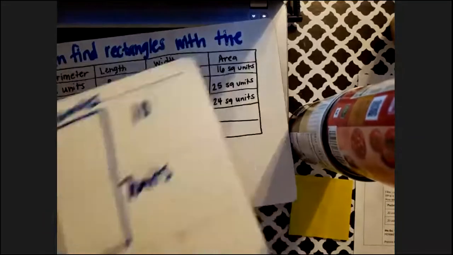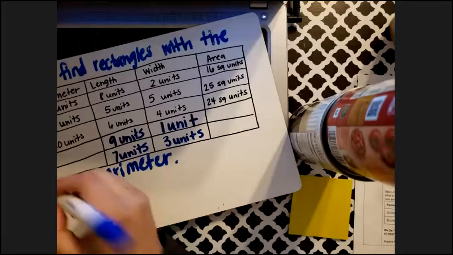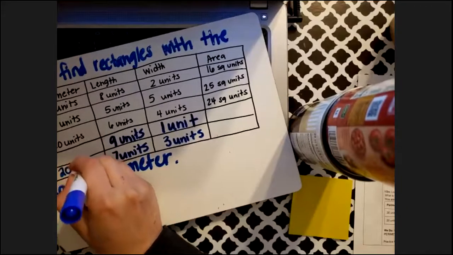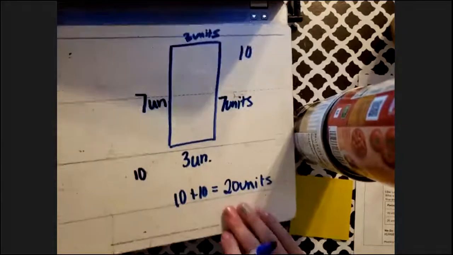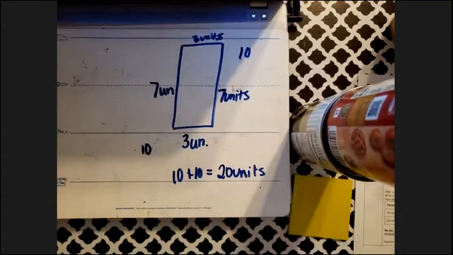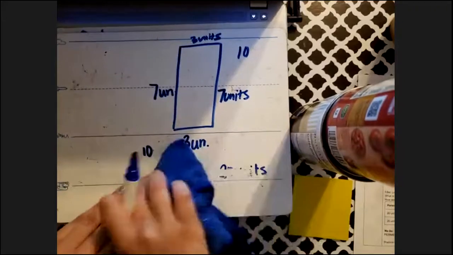Good, because we are looking for rectangles that have the same perimeter. So I'm going to go ahead and stick 20 units over here. Okay, what's the area of this one? Who can raise their hand and tell me the area of this one?